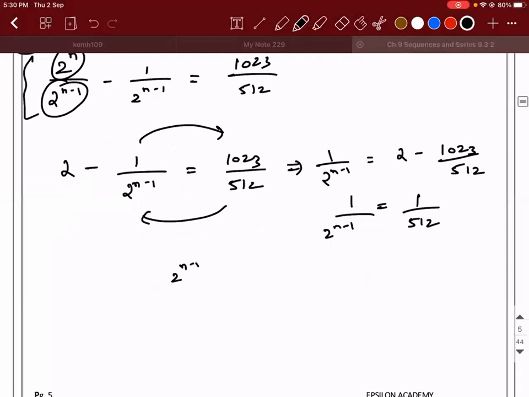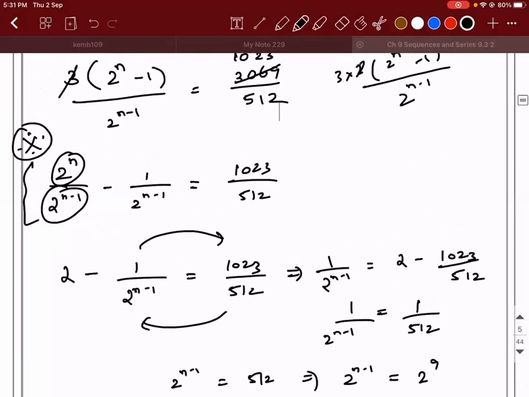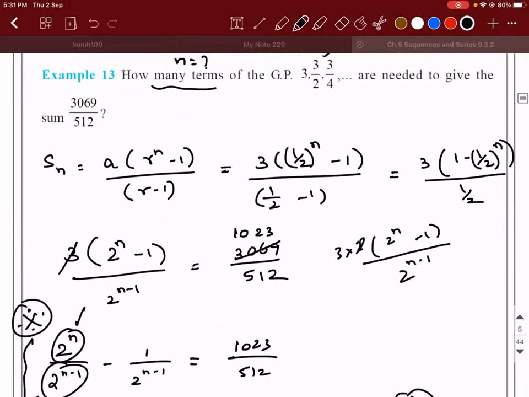So 2 power n minus 1 is equal to 512, which implies 2 power n minus 1 is how much? 2 power 9. So n will be how much? 10. Sir, could you scroll up? Sure. Any doubt? No, sir. So I'll tell you what the crucial steps are: this one and this one, because 512 into 2 is 1024, minus 1023 is 1 divided by 512. Everybody is clear, guys? It's a good problem actually. Mark it as important, right?